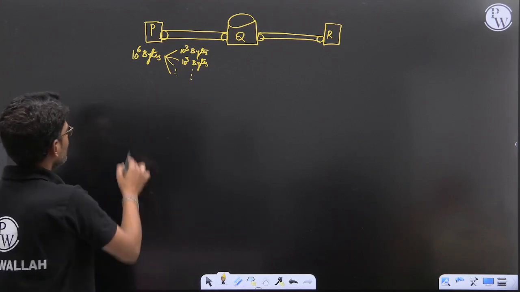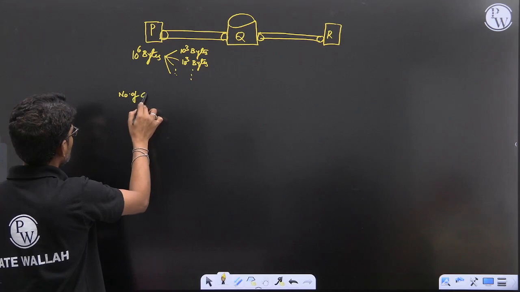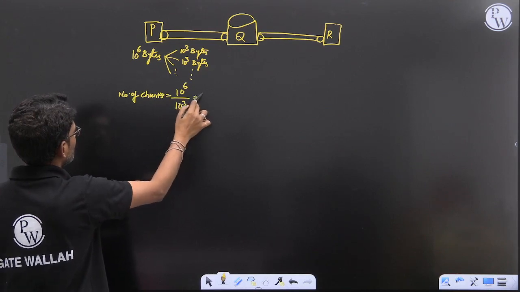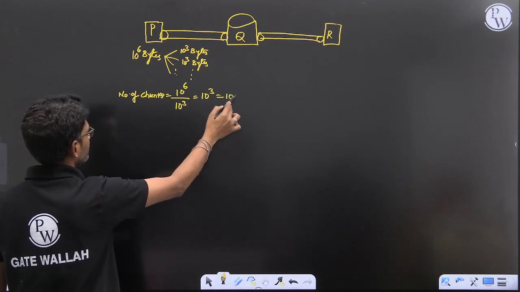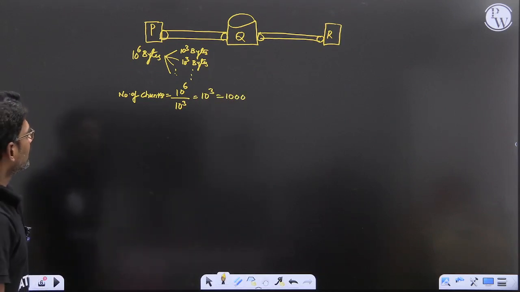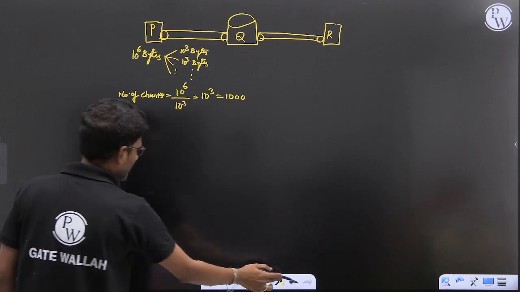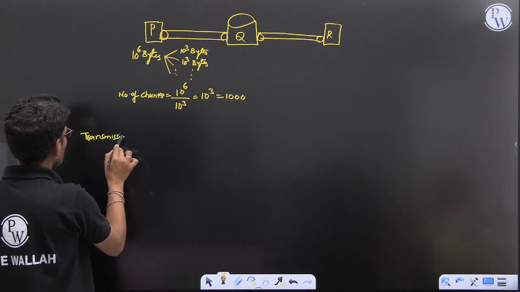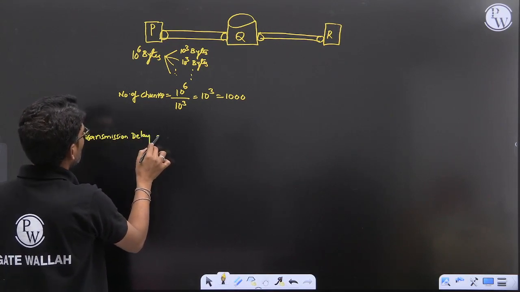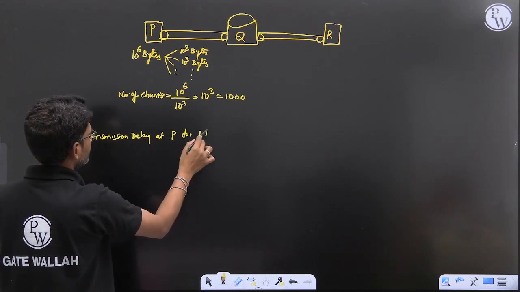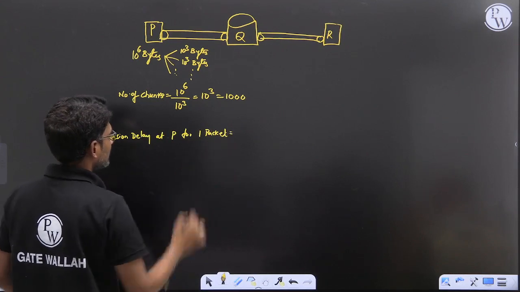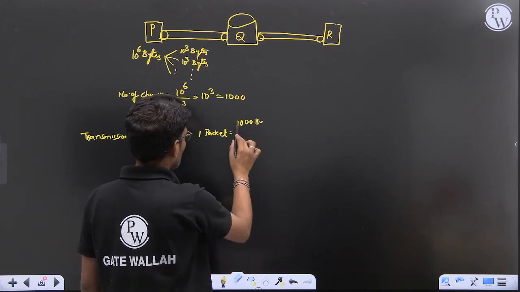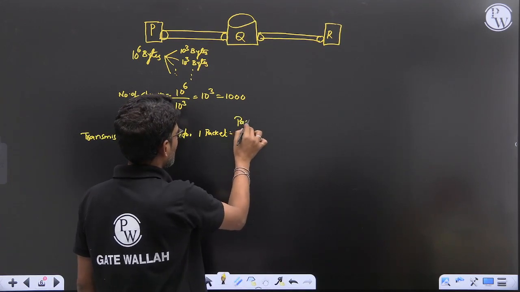So, how many chunks will there be? The number of chunks is equal to 10 to the power 6 divided by 10 cube, that is 10 cube, 1000. Now, if you calculate the transmission delay at P for one packet or one chunk, the packet size is 1000 bytes. What is the formula? Packet size upon bandwidth.